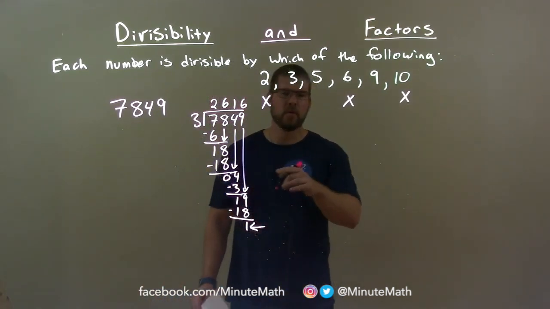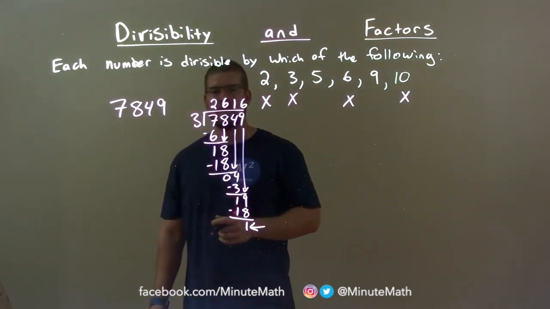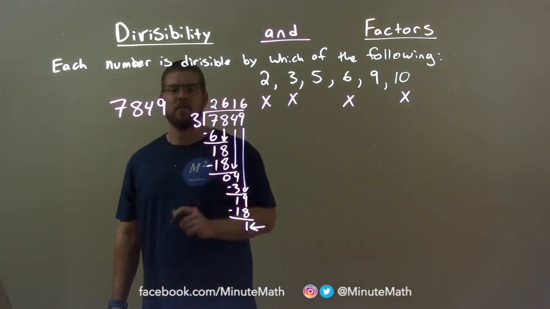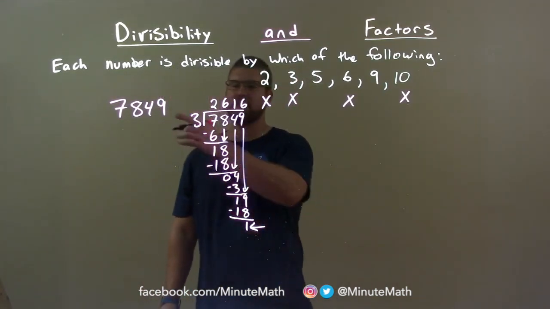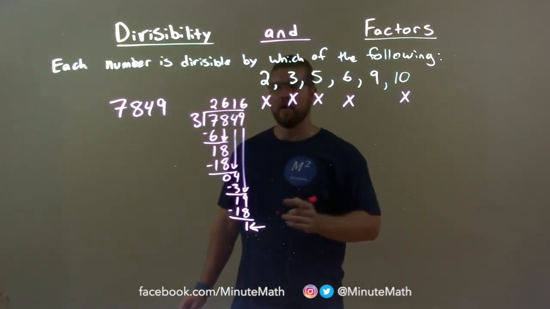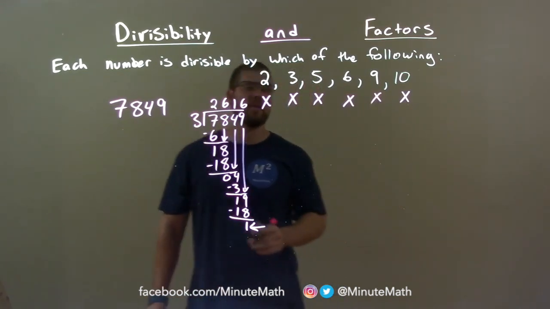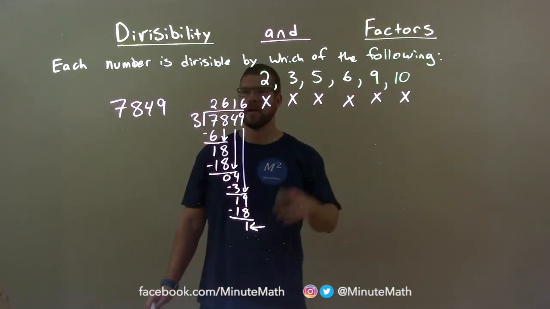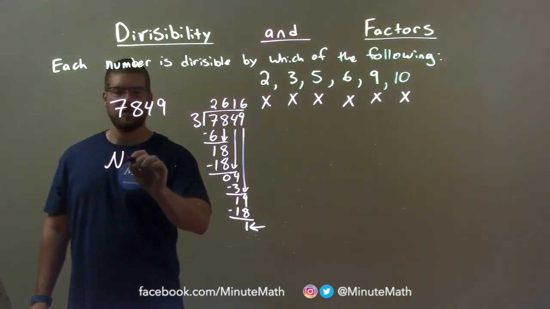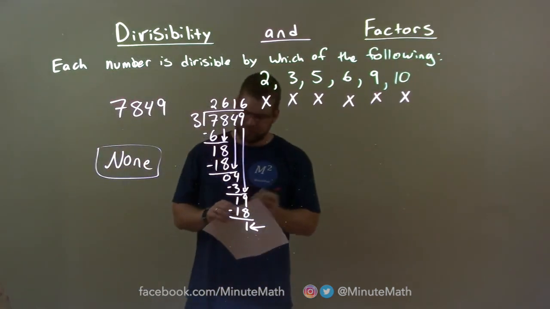Since we have a remainder of 1, 3 does not go in evenly into 7,849. All right, 5. Does this number end in a 5 or a 0? Nope, it doesn't. It ends in a 9. 5 is out. Already showed that 6 doesn't work. What about 9? Well, if 3 doesn't go into it, 9 cannot go into it. So 9 is out. We already showed 10 doesn't work. So our final answer is really none. None of these numbers go in evenly into 7,849.